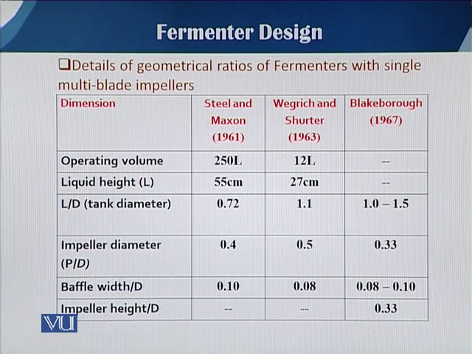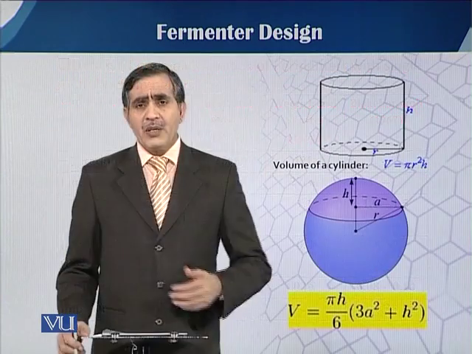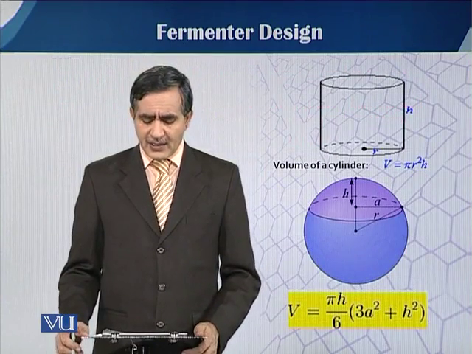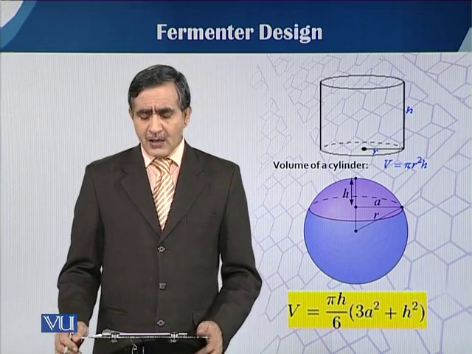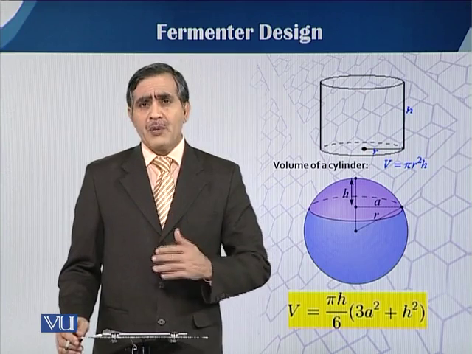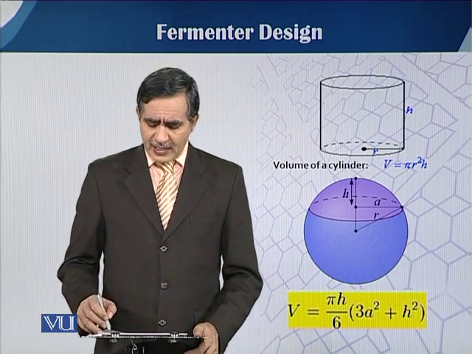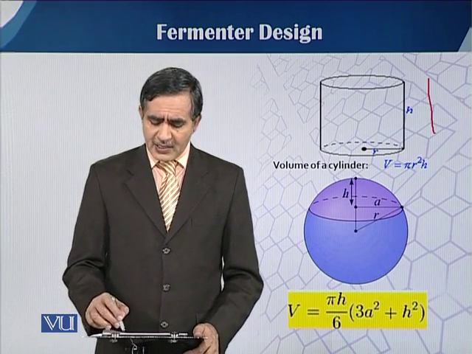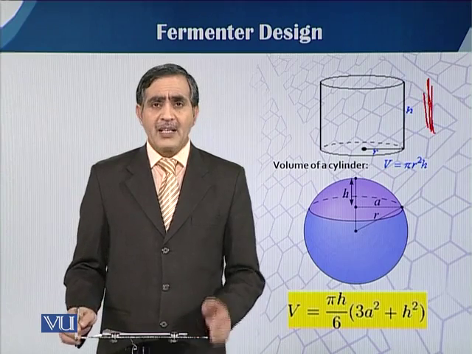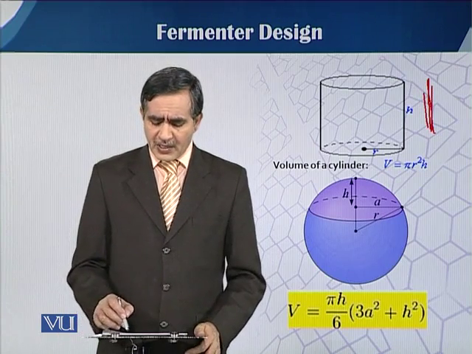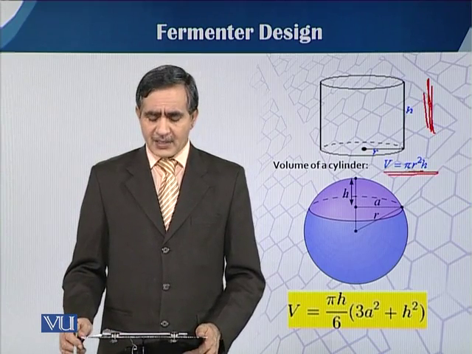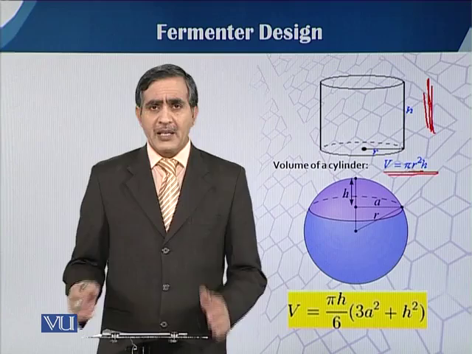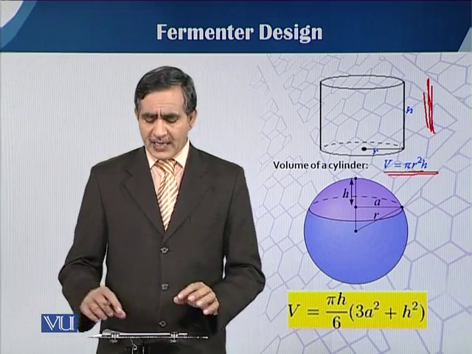When we want to design a fermenter, we have to calculate in detail the total volume of the fermenter. These are geometrical formulas. In this case it is very easy, because if a fermenter is in such a shape, by using the formula V = πr²H we can calculate the total volume of that shape.